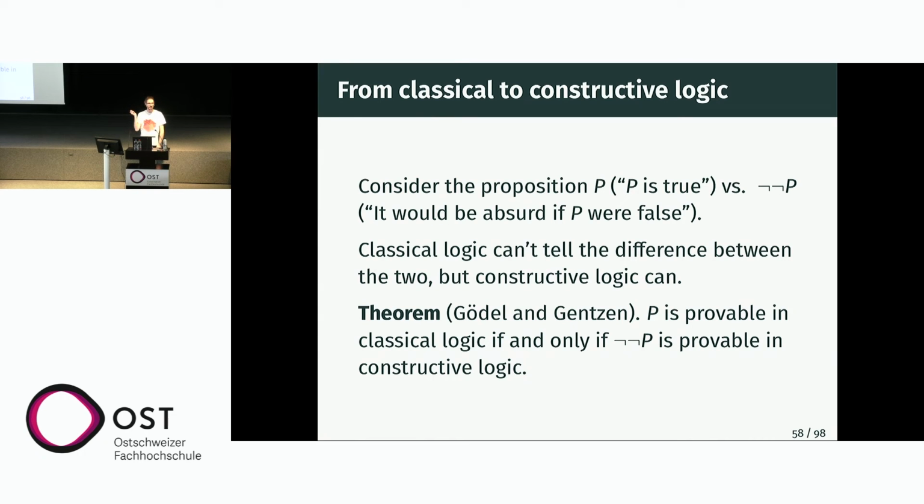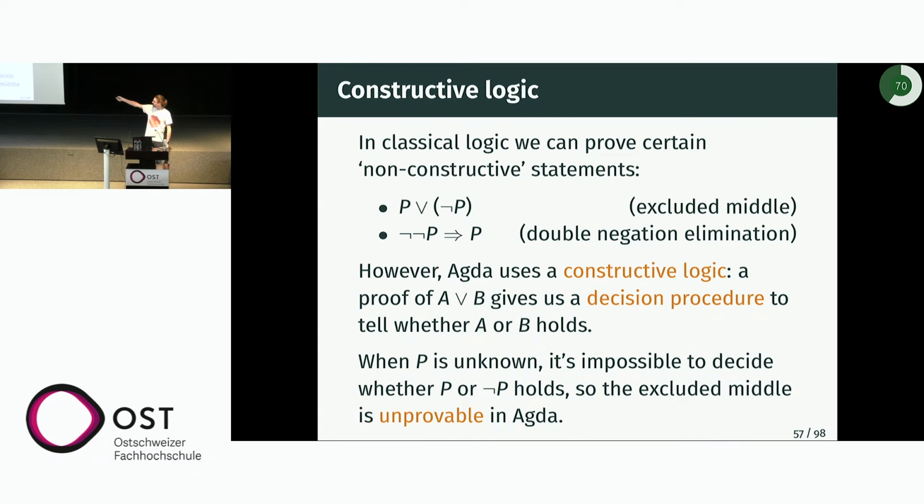A fun exercise here is to prove the double negation of double negation elimination, which, according to this theorem, you should be able to prove. You cannot prove double negation elimination itself, but you can prove not not of (not not P implies P).